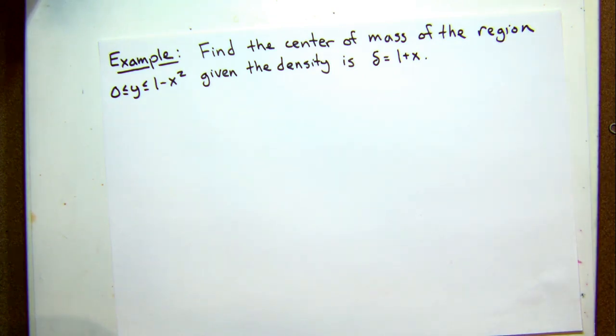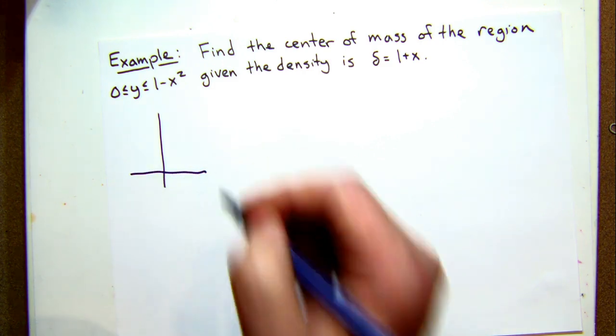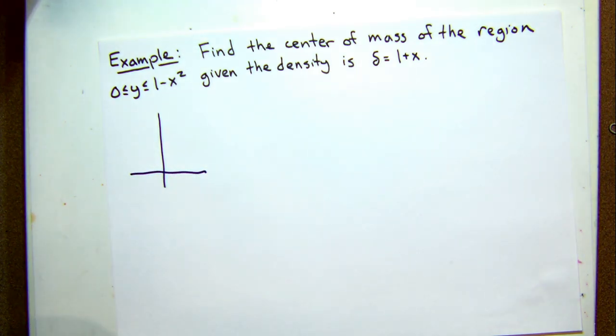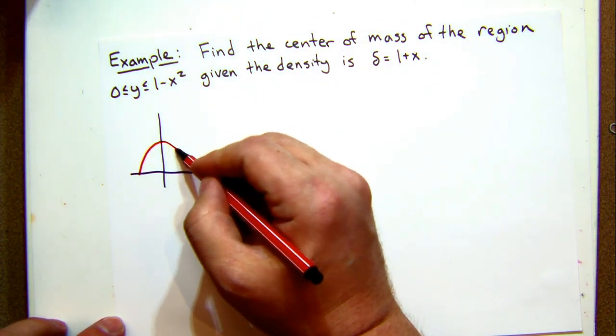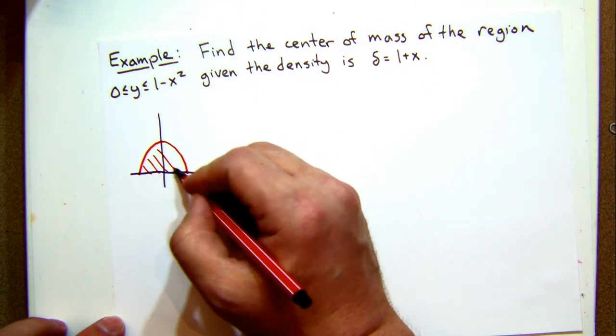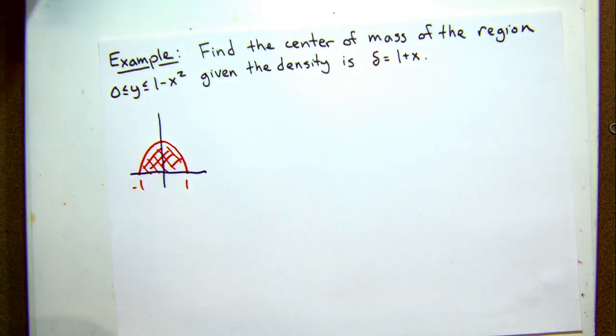So let me just talk about this for a moment. I won't go through and do the whole computation, but I want to ask the question. This is the same region: 0 less than or equal to y less than or equal to 1 minus x squared. So we have the same basic shape.